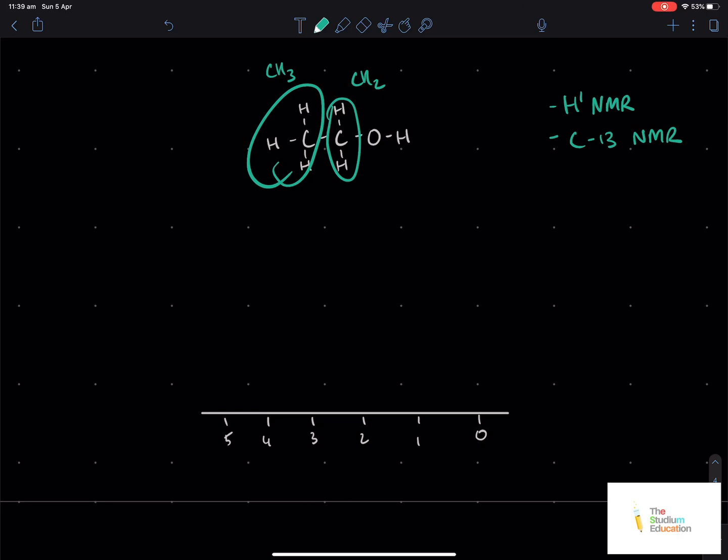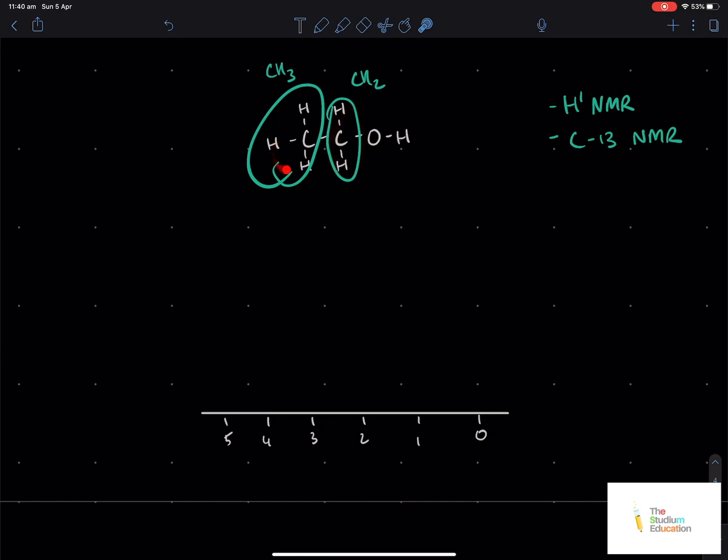Now, since this CH3 is next to a CH2, which is not electronegative, the carbon will be shielded by electrons. The electrons won't move away. However, since this CH2 is next to this oxygen right here, the oxygen will grab the electrons more towards its side, leading the CH2 not to be shielded as much. Right?